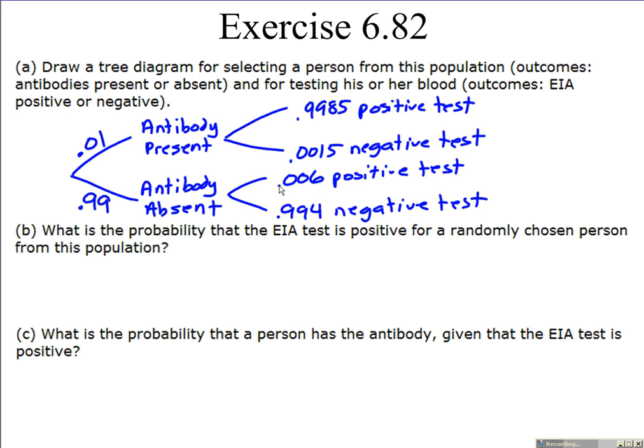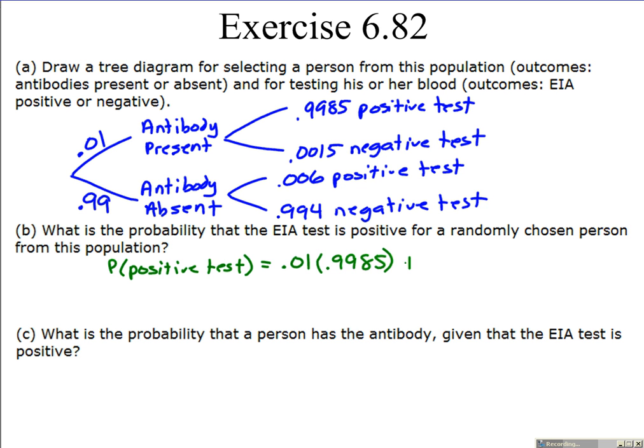What is the probability that the EIA test is positive for a randomly chosen person from this population? So we want to know the probability of a positive test. Well, there's two things that can happen. The person could either have the antibody or they don't have the antibody, but there's still ways that they can test positive. Antibody present happens in 0.01 or 1% of the people. And we want to know what's the chances they have a positive test. Well, in that 1%, there's a 99.85% chance they test positive.